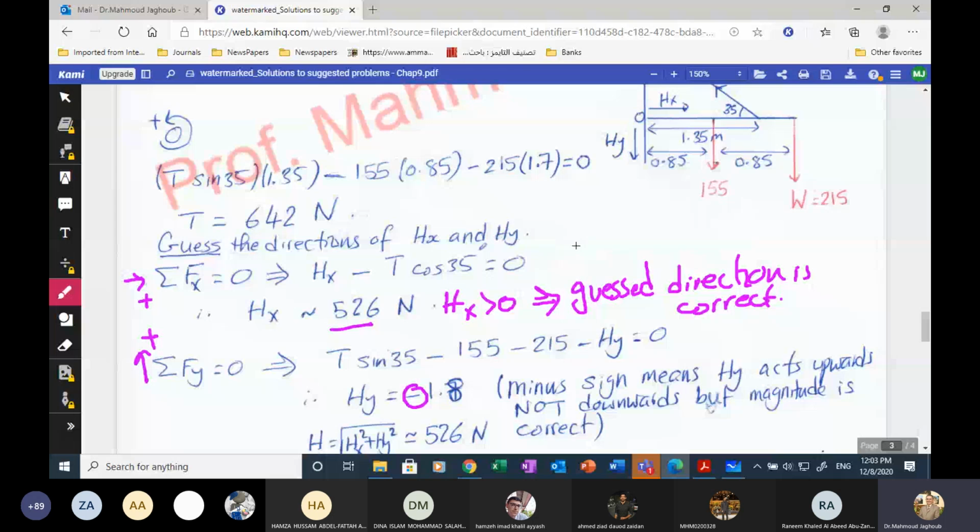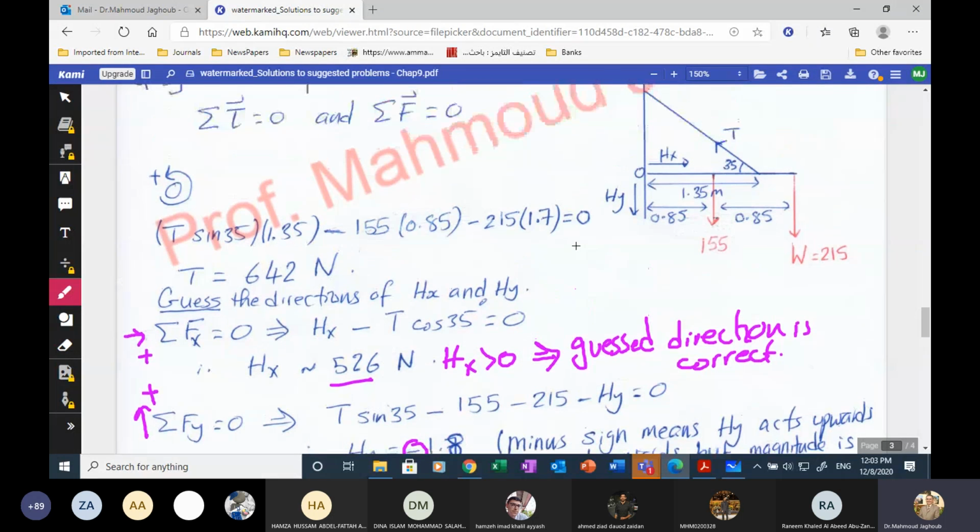Now, how do I find Hx and Hy? As I said, just guess a direction. Guess the directions of Hx and Hy. The sum over all forces along the x direction must be equal to 0. Hx minus T cosine 30 equals 0. Immediately you get Hx equals T cosine 30, which is 526 newtons.